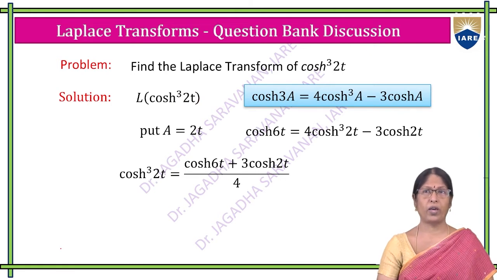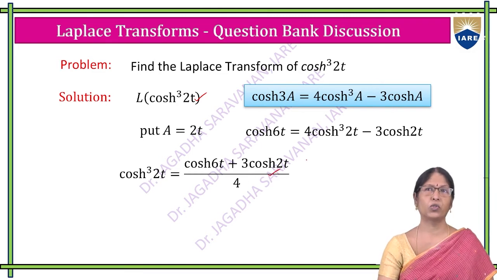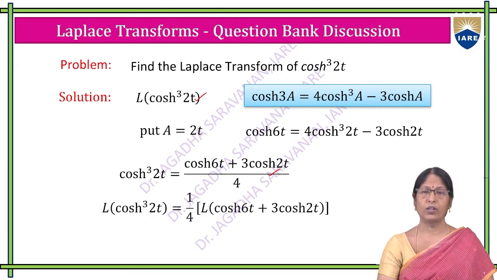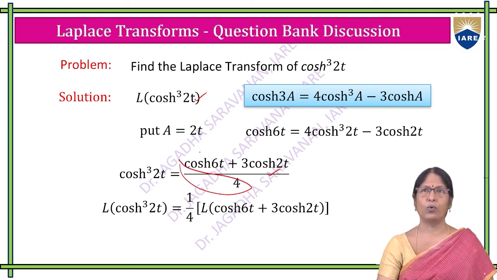What is our requirement? Cosh cube 2t. According to that, the simplifications we have done. Now we want the Laplace, so on both sides we are taking the Laplace, and here the 1 by 4 constant we have taken out. So the Laplace of two terms is there.